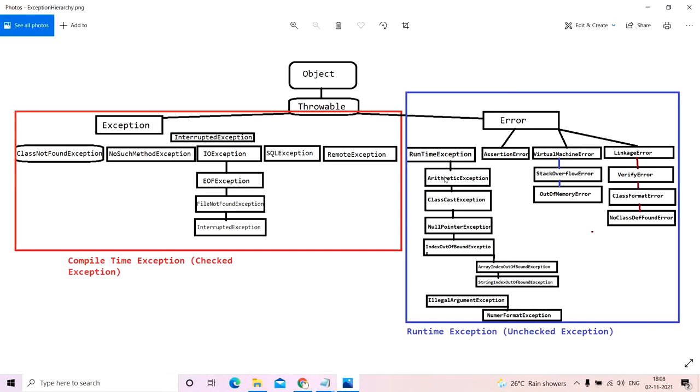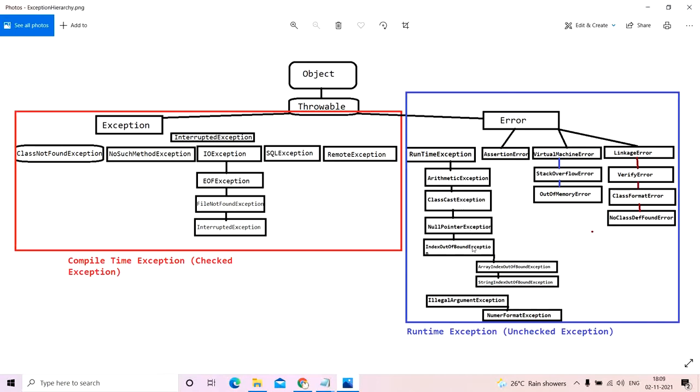Similarly, if you divide anything by 0 or do a mathematically illogical operation in your programming, you get an arithmetic exception. Similarly, for a null pointer exception, if you are not able to point to a particular object you have declared, it will throw a null pointer exception. Similarly, there is the class cast exception.